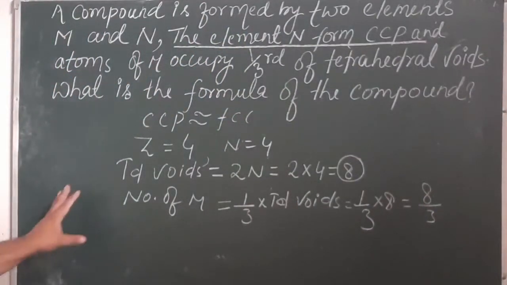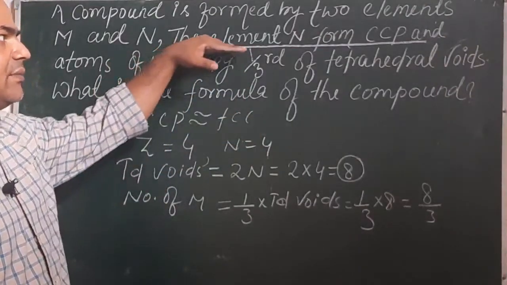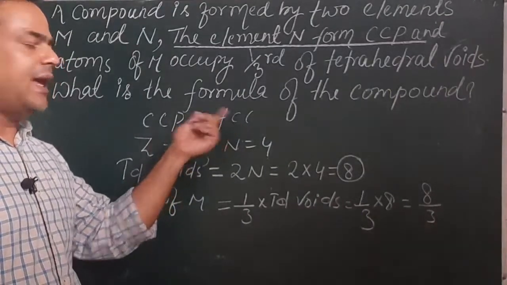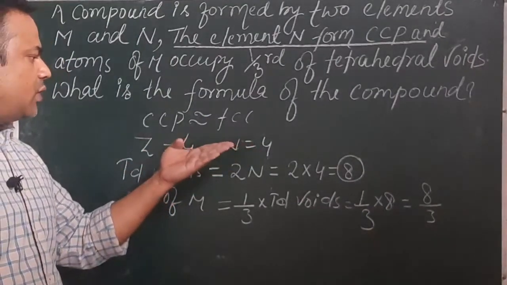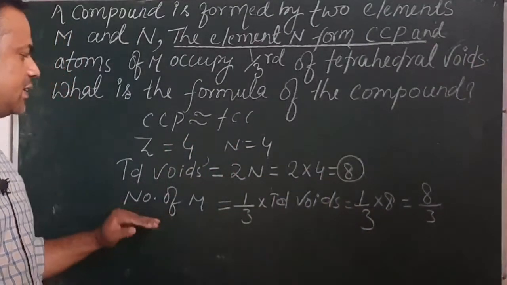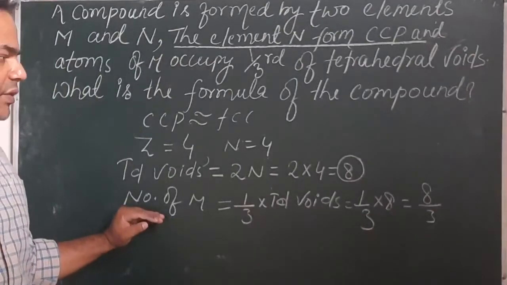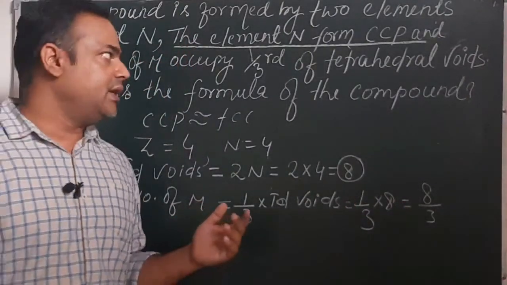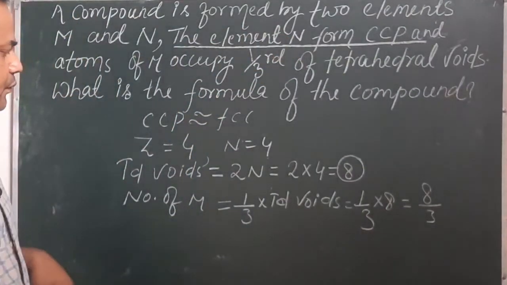So in one unit cell there will be 4 N atoms, because N atoms are forming CCP. CCP will make an FCC unit cell. So the total number of tetrahedral voids is 8. 1/3 of the tetrahedral voids are occupied by M. So the total number of M per unit cell will be 8/3. So in one unit cell we have determined the number of N atoms as well as the number of M atoms.